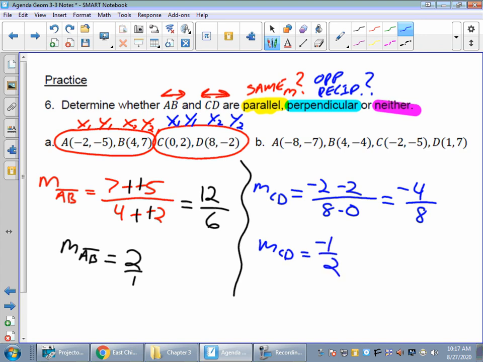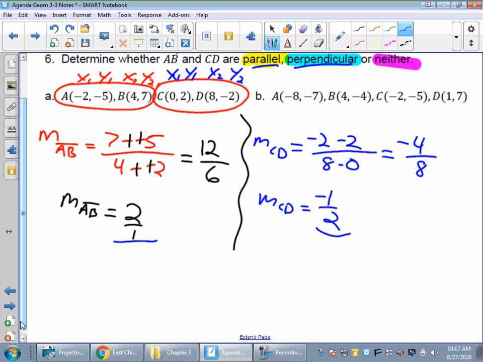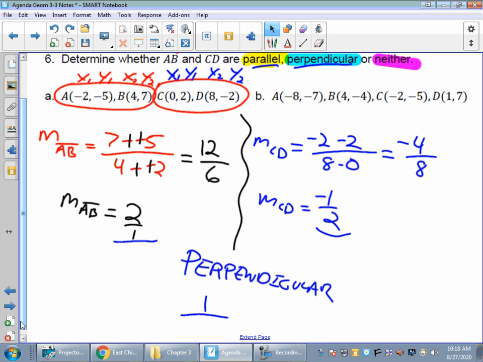So if we compare these two slopes, we've got a 2 here, and we've got a negative 1/2 here. Are they the same slope? No, so we know they're not parallel. Are they opposite reciprocals? Yes, they are opposite reciprocals because one is 2, the reciprocal of 2 is 1/2, and they're opposite signs. One is positive, one is negative. So I would say these two are perpendicular. And I could just use this sign here as well. Okay? So that's an example there.